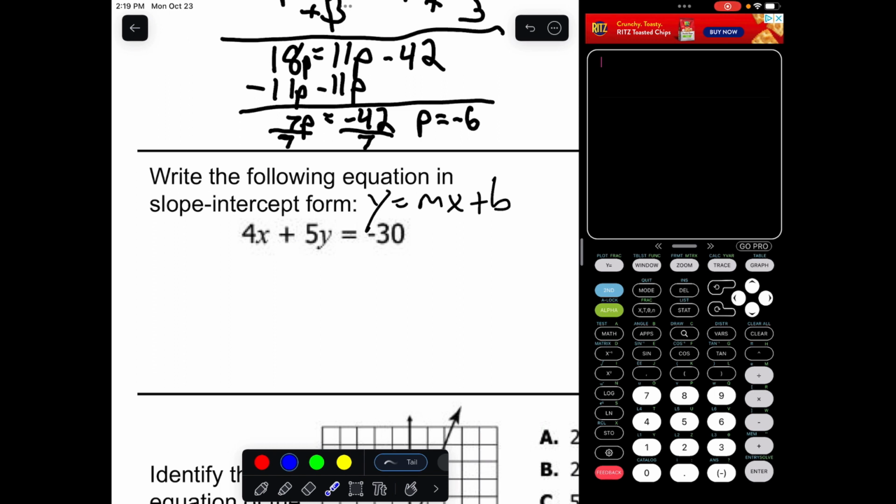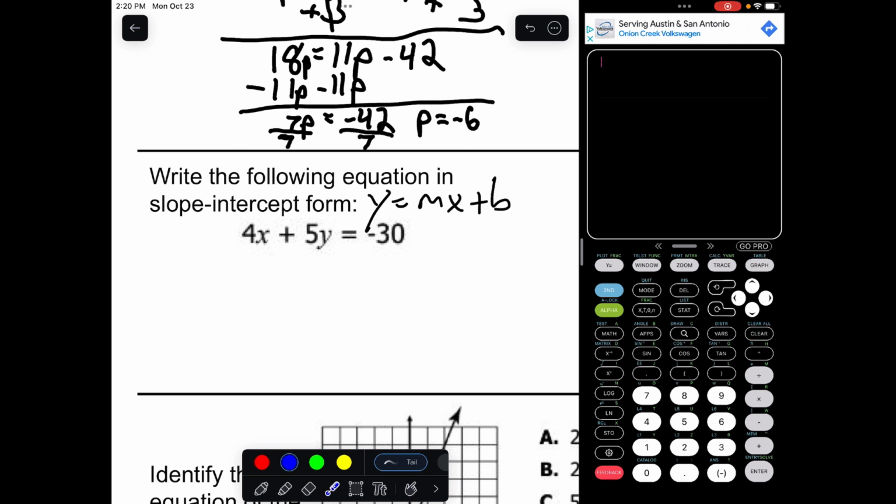So if I look at my formula, y equals mx plus b, compare it to what it gives me, 4x plus 5y equals negative 30, I see that I need to get this y right here all by itself. I need to isolate that y. That means I need to take the 4x and move it from the left side to the right side of the equal sign. And then this 5 that's attached to the y, I need to get rid of that 5 as well. So what are my steps? How do I do this?